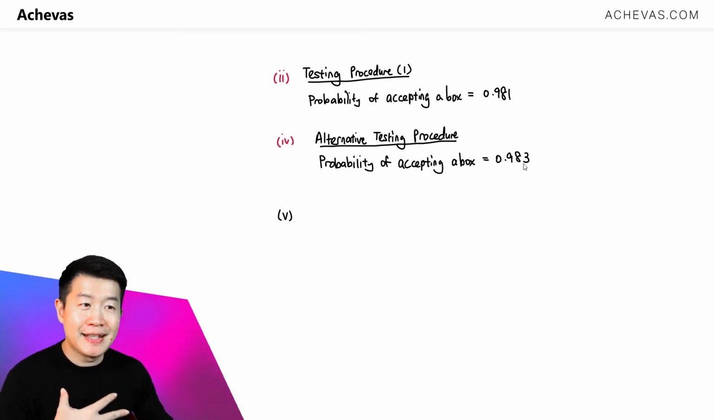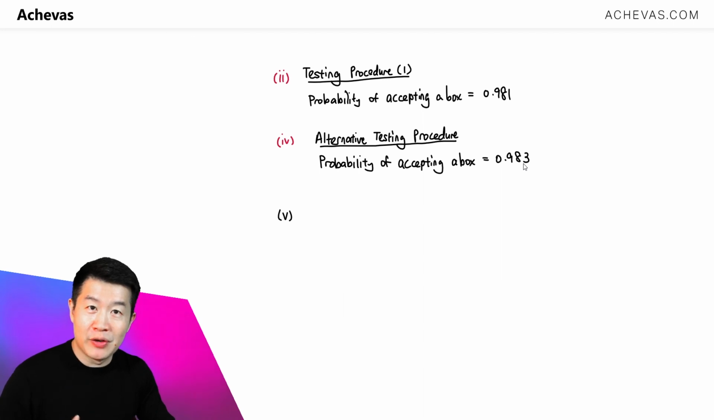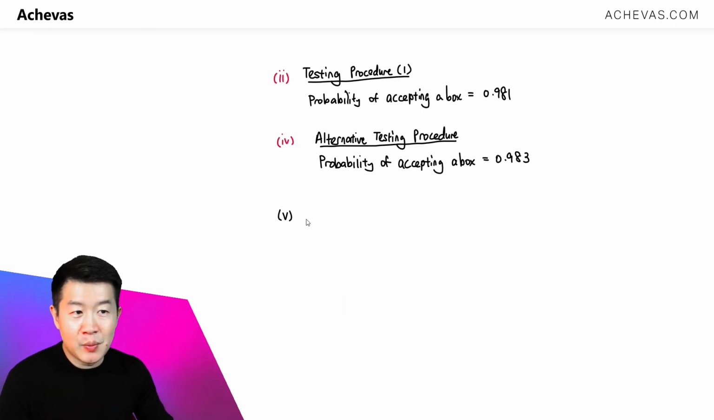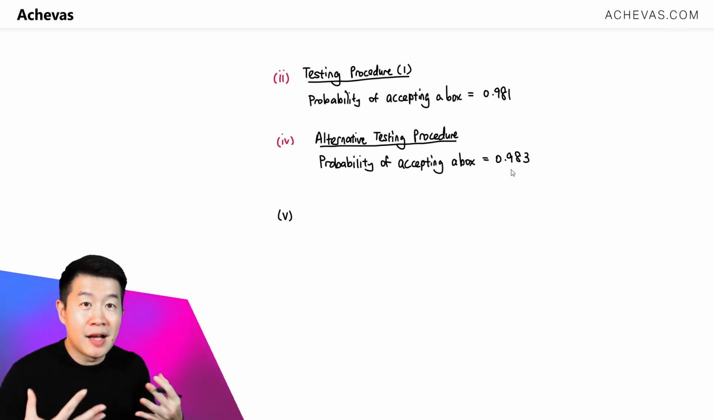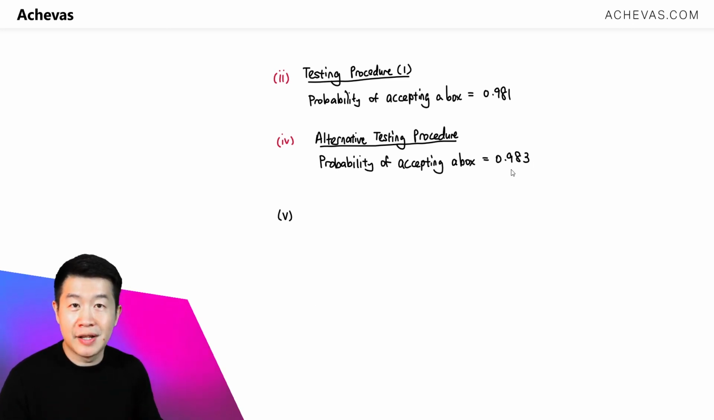And as a factory, I guess there is this motivation to have more boxes being accepted. That is why in part 5, when the question asks why the factory manager may prefer this alternative testing procedure, it is because the probability of getting a box accepted is higher when we are using the alternative testing procedure.